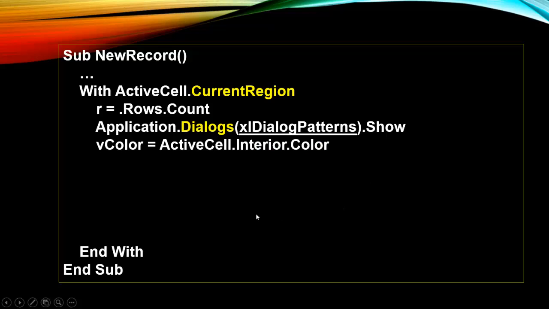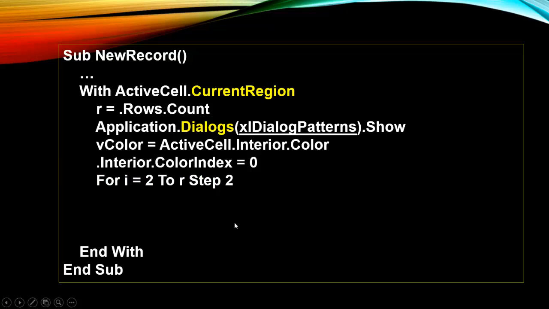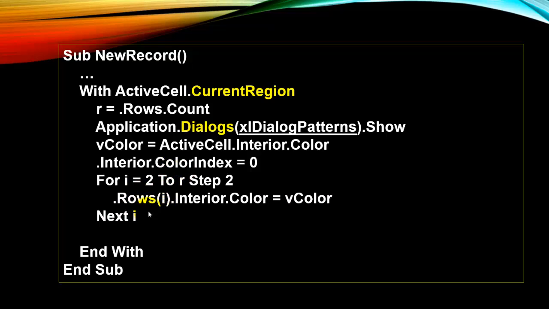They click on one of the colors, so now the active cell's interior color is the color they chose, and we store that in vColor of the variant type. Then we clean all previous colors in that current region, dot interior dot color index equals 0. That means no more colors in there. And then we are going to assign the new color in a step process, a loop running from 2 to R, the number of rows, but step 2, or 5, or 7, whatever you decide. Finish the loop and say to rows I, 2, and then 4, and then 6, until we reach R, change the interior color to vColor.